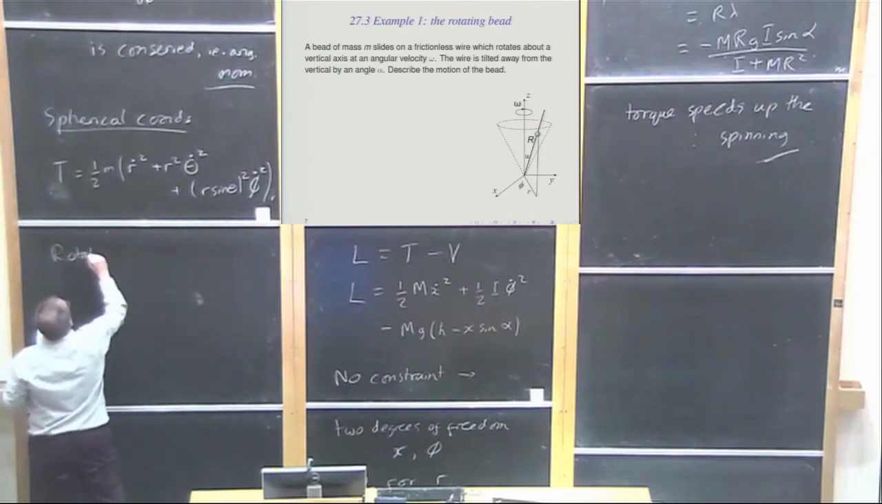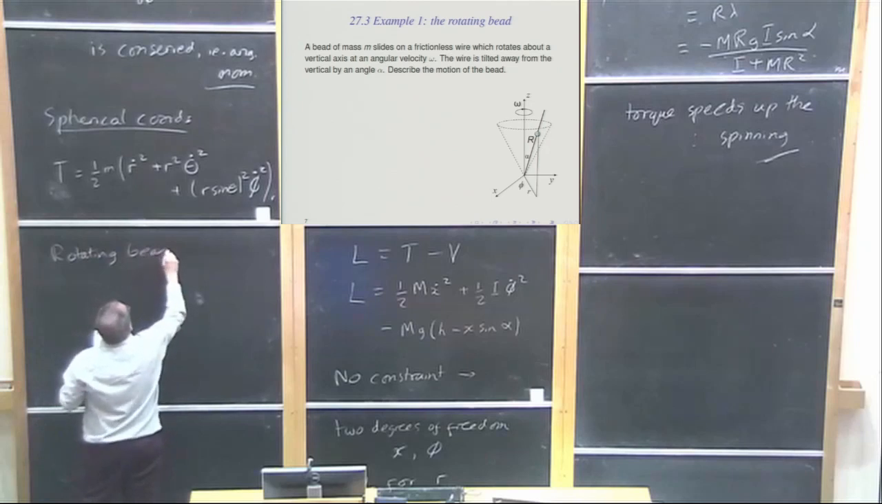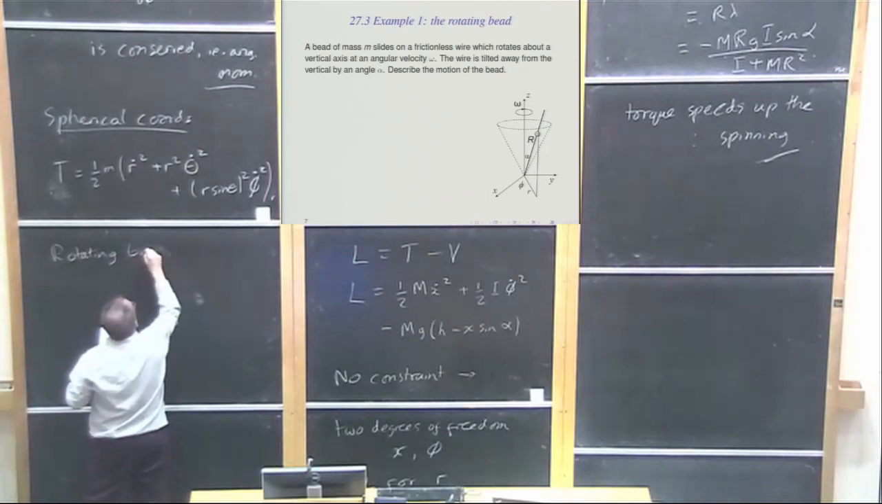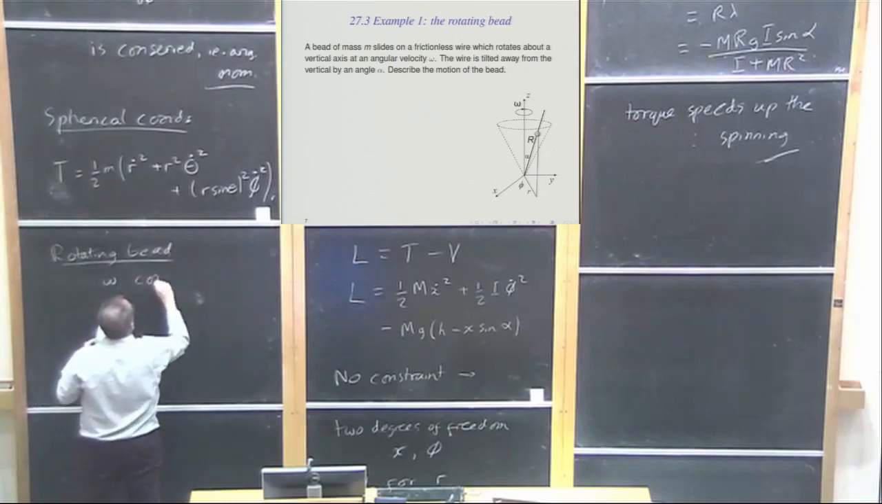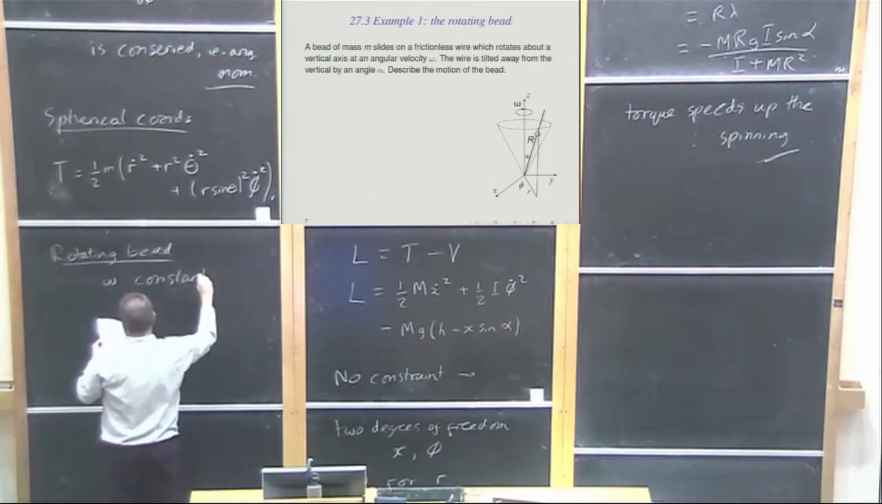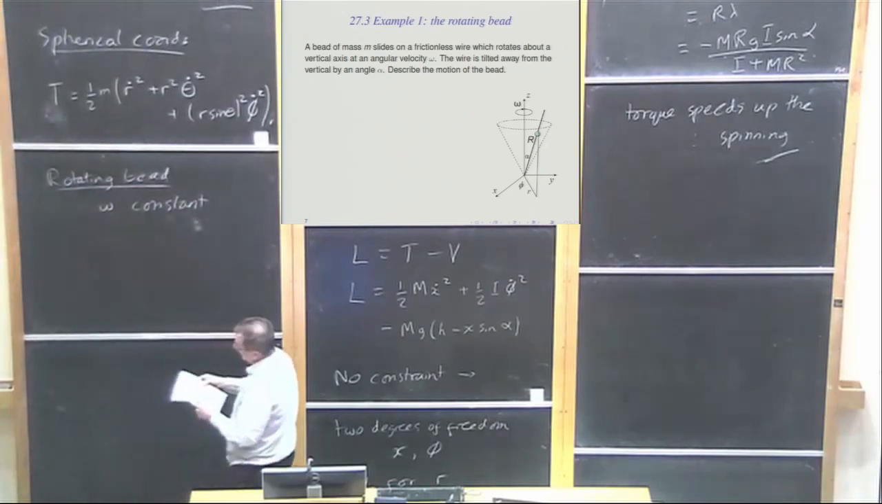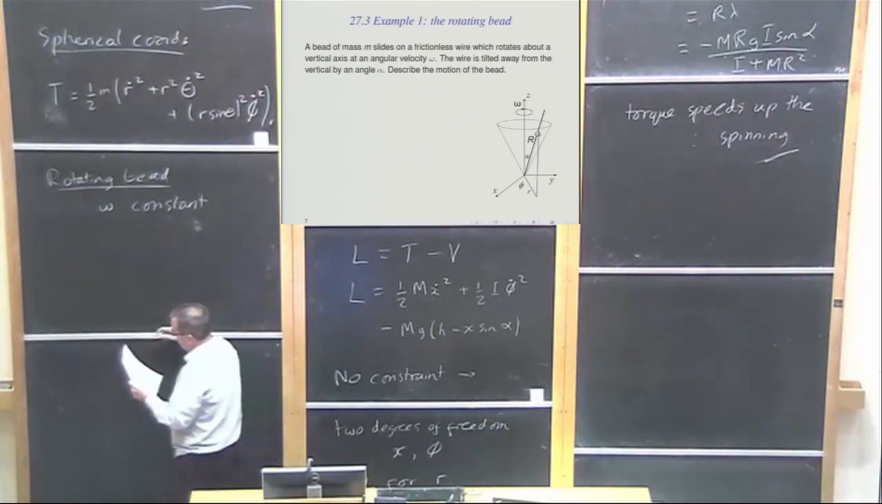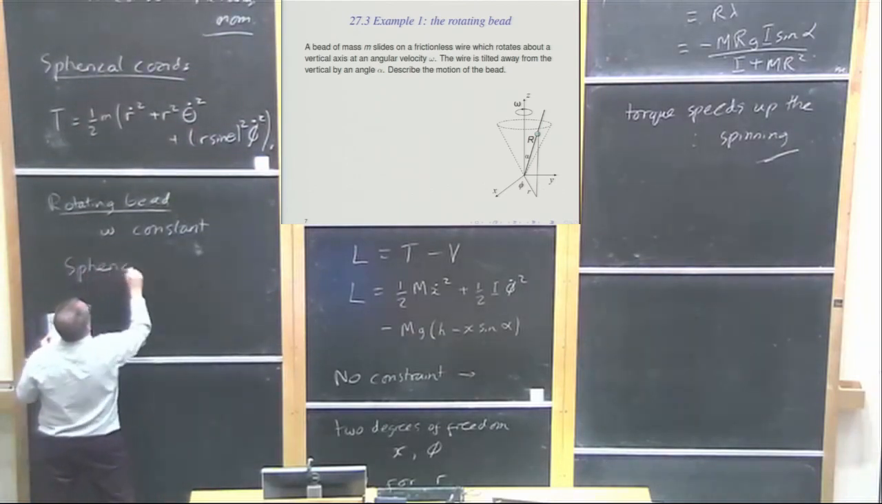Rotating bead, and omega is a constant. Okay, so what is a good coordinate system? Well, it's the spherical coordinate system. So we go to spherical coordinates.